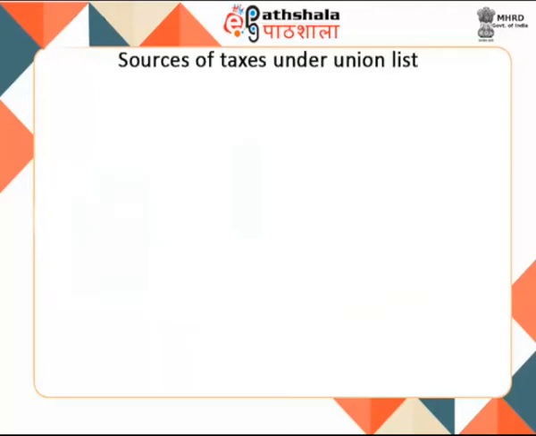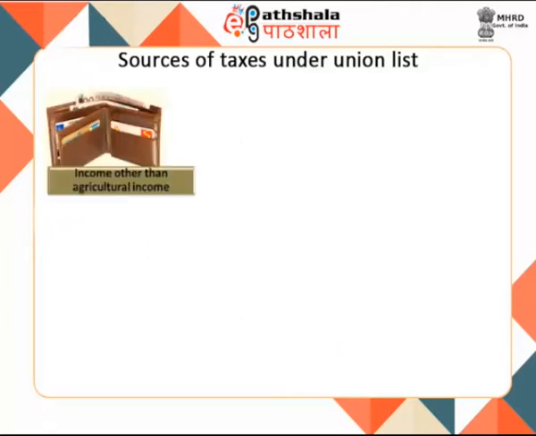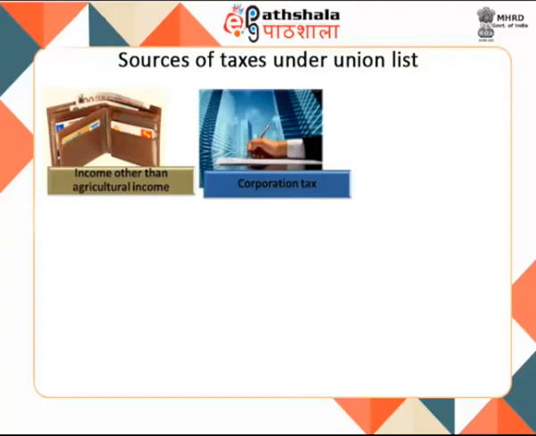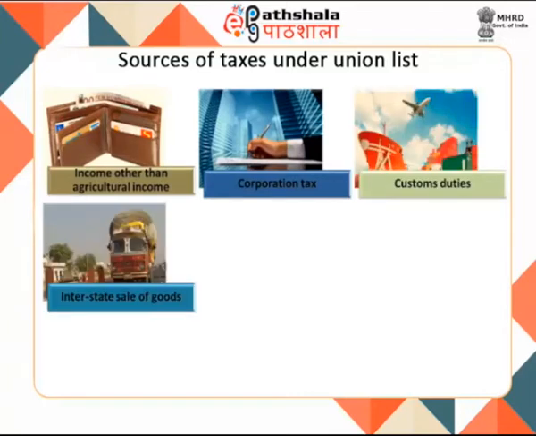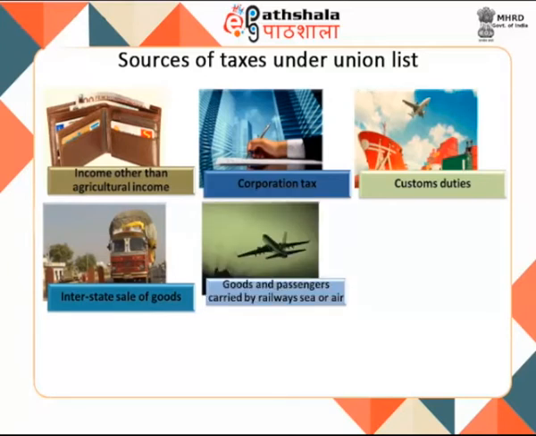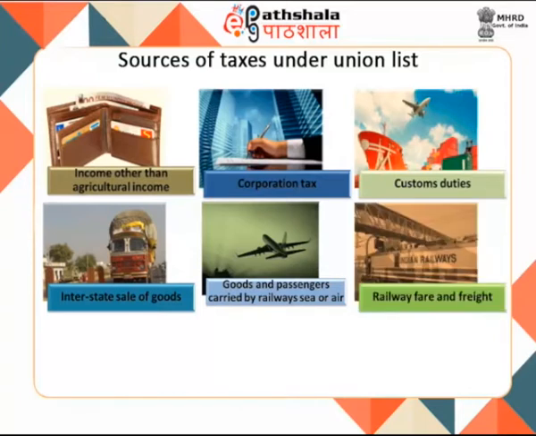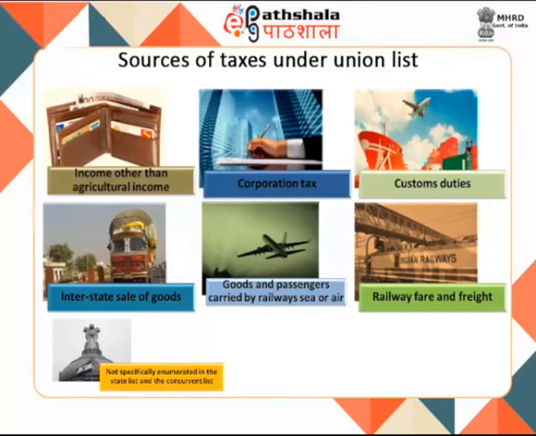Sources of taxes under the union list are taxes on income other than agricultural income, corporation tax, customs duties, taxes on interstate sale of goods, taxes on goods and passengers carried by railways, sea or air, taxes on railway fare and freight, taxes not specifically enumerated in the state list and the concurrent list, etc.